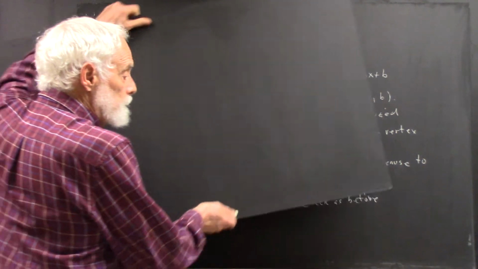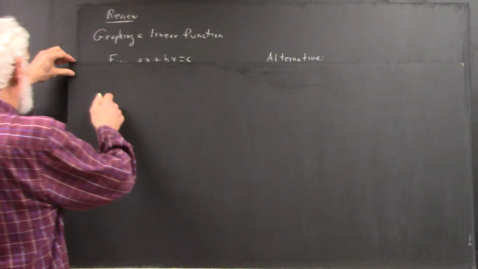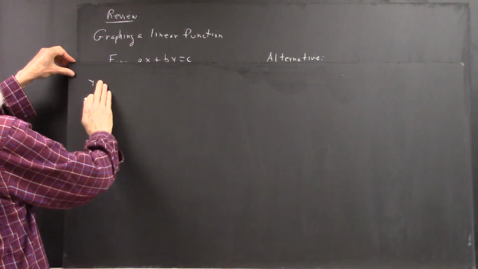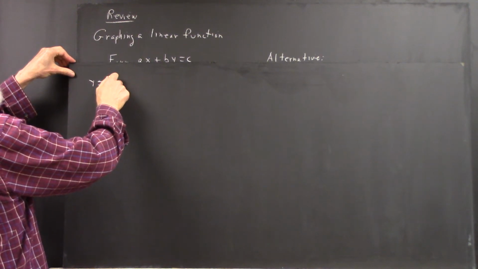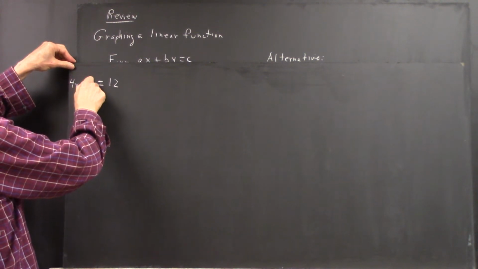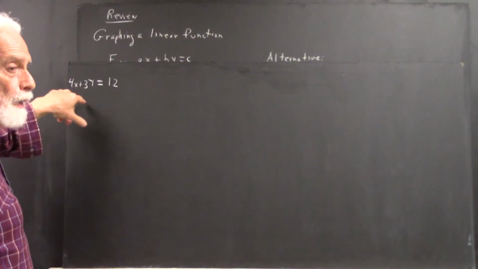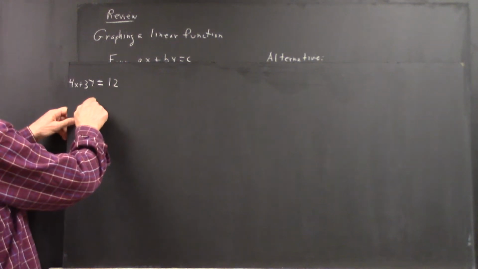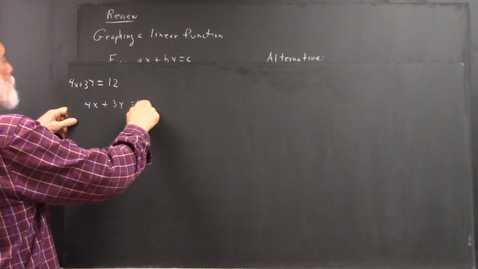So, let's just apply the process. Let's say we've got 4x plus 3y equals 12. Let's write it out coherently. 4x plus 3y equals 12.